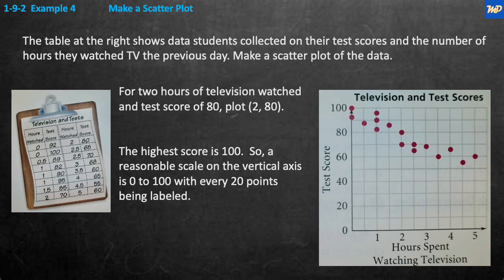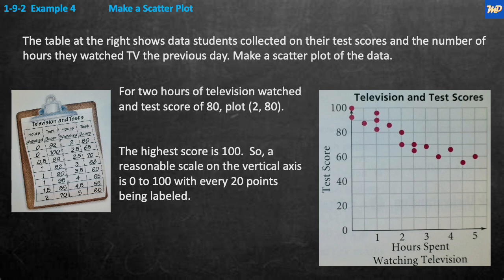Okay, example 4, making a scatter plot. The table at the right shows data students collected on their test scores and the number of hours they watched TV the previous day. And so we're going to make a scatter plot of the data. So this is like, what kind of score did you get on your test and how much TV did you watch yesterday? And if you didn't watch TV, maybe you were studying, right? That's the idea of this little questionnaire they had their friends figure out.